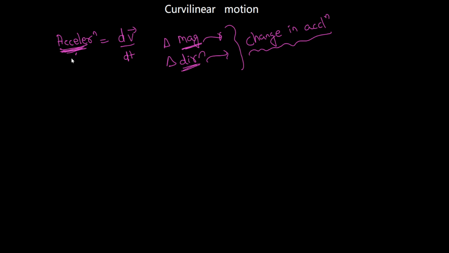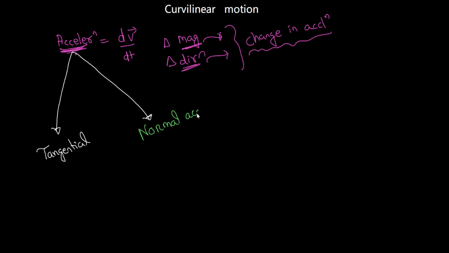There are two types of acceleration. One is responsible for direction change, and the other one is responsible for magnitude change. The first one is called tangential acceleration. The second one is called normal acceleration or radial acceleration. Acceleration subscript n, that's normal acceleration. Over here this is a subscript t, the tangential acceleration.